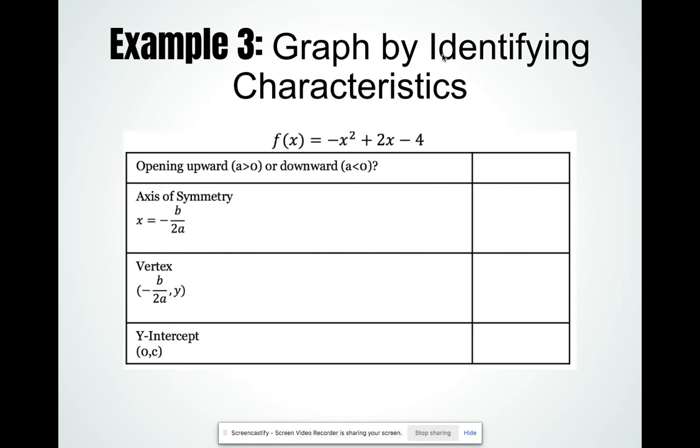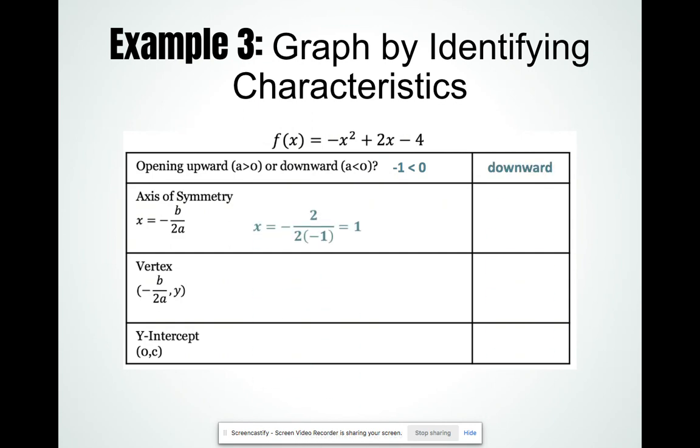If you remember our pieces, our A is first. So in this scenario, our A is going to be -1. Our B is second, which is going to be 2. And then our C is third, which is going to be -4 in this case. When we're looking at the axis of symmetry, we're just going to replace the pieces that we already have. So B will become 2, and then you're going to multiply 2 with -1, and you're going to end up with something like this.